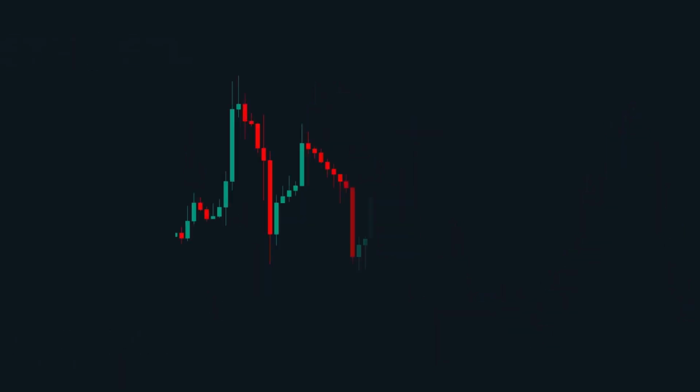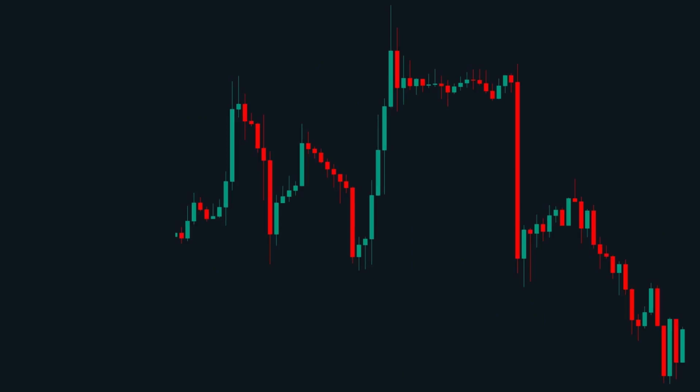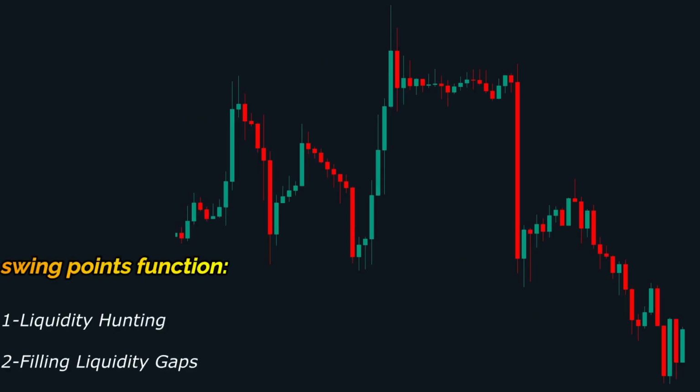To better understand the advanced structure of the market, we must first answer a fundamental question: what drives the market algorithm, and why do swing points form? There are two primary objectives in the market. First, liquidity hunting, and second, filling liquidity gaps.